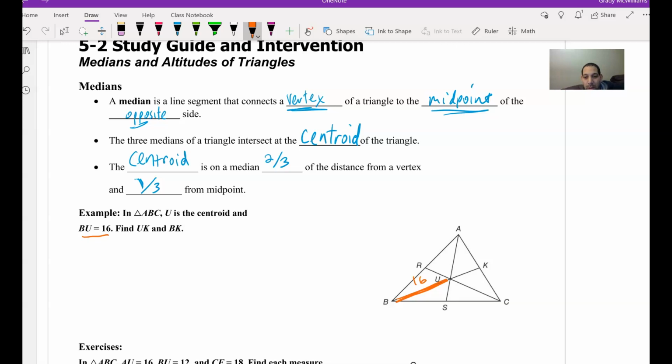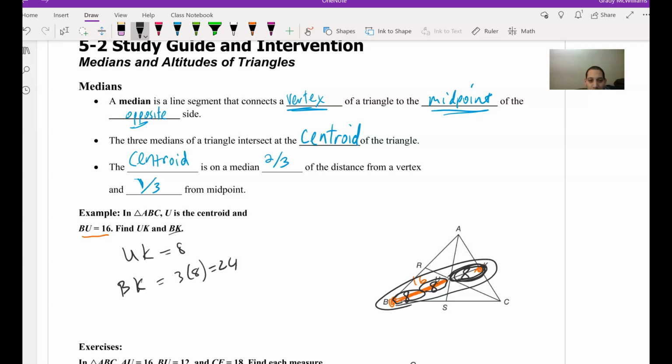Okay, so if you think of the whole segment from B to K as being broken up into 3 equal pieces, 1/3 of it's right here, 2 of those 3, 2/3, is in there. So you take 16 and split it up into 2 equal pieces. There's 8 of them, and then a third equal piece is right there. Okay, so to answer the question, UK, which is this section, is worth 8, and BK, which is the whole thing, is worth 3 eights, or in other words, 24.